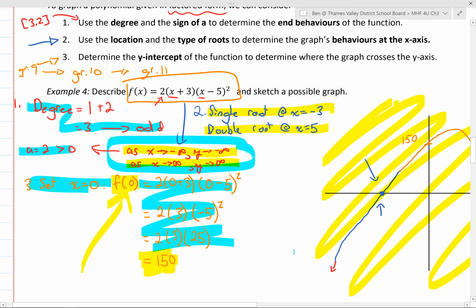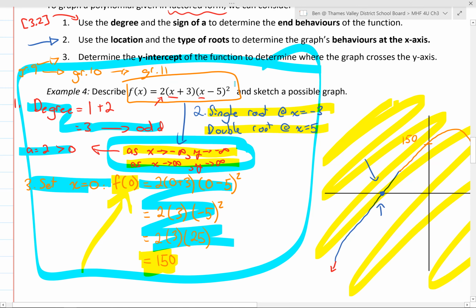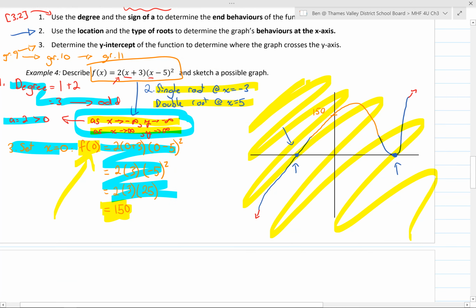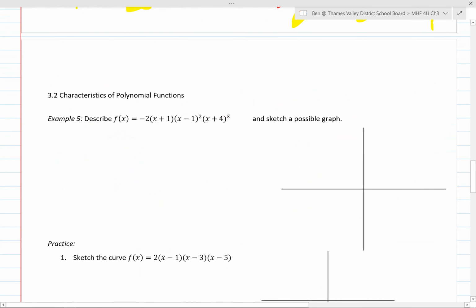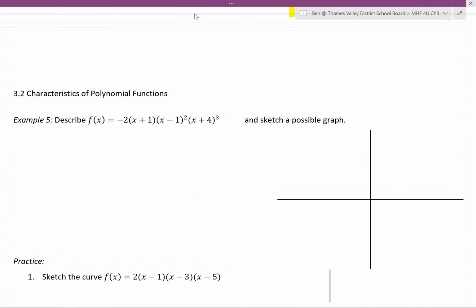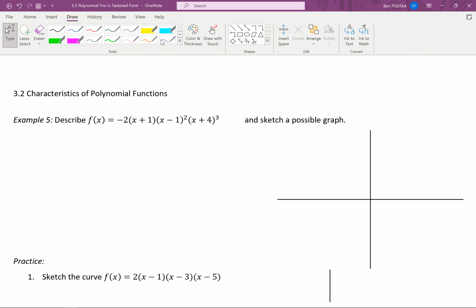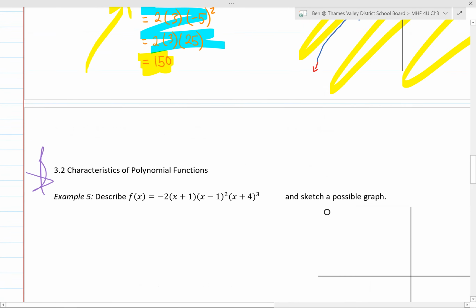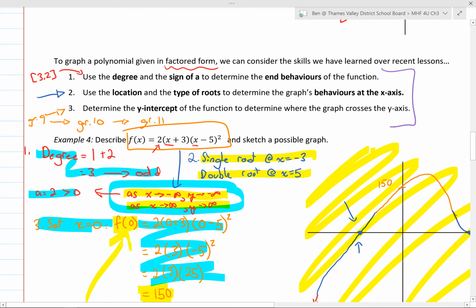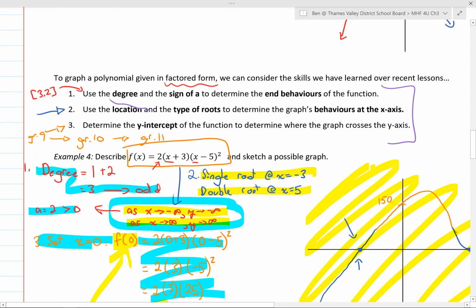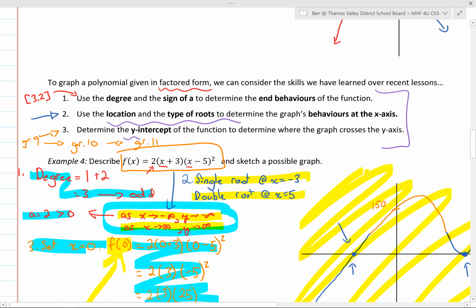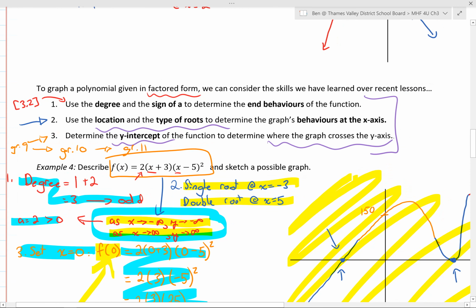You need to make sure you're showing that this is where you earn the majority of your marks. That's a new skill that you really start to focus on in this course more so than you have before. Now what I encourage you to do is try using those new skills, try following those 3 steps. Number 1, where you use the degree and sign of a to find the end behaviors. Number 2, where you use the location and the types of roots to determine the behaviors at the x-axis. And number 3, you use the y-intercept to determine where the graph crosses the y-axis.